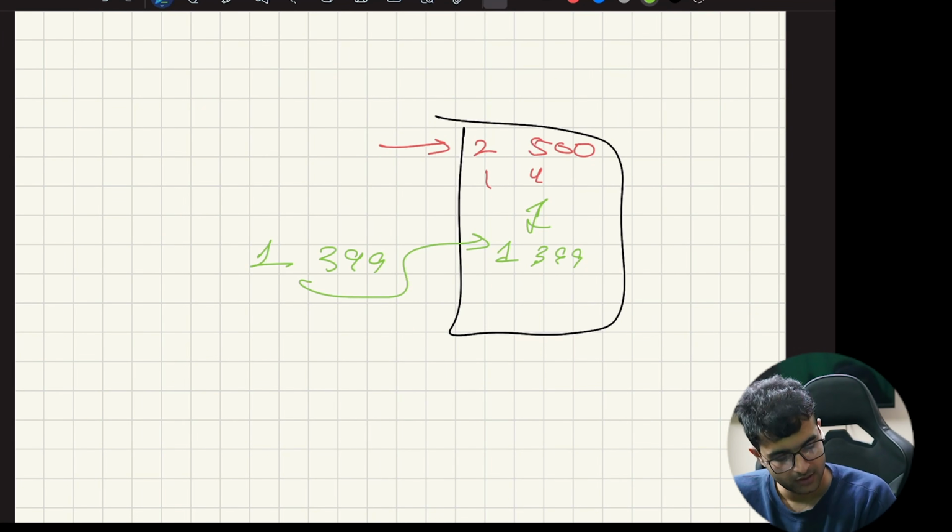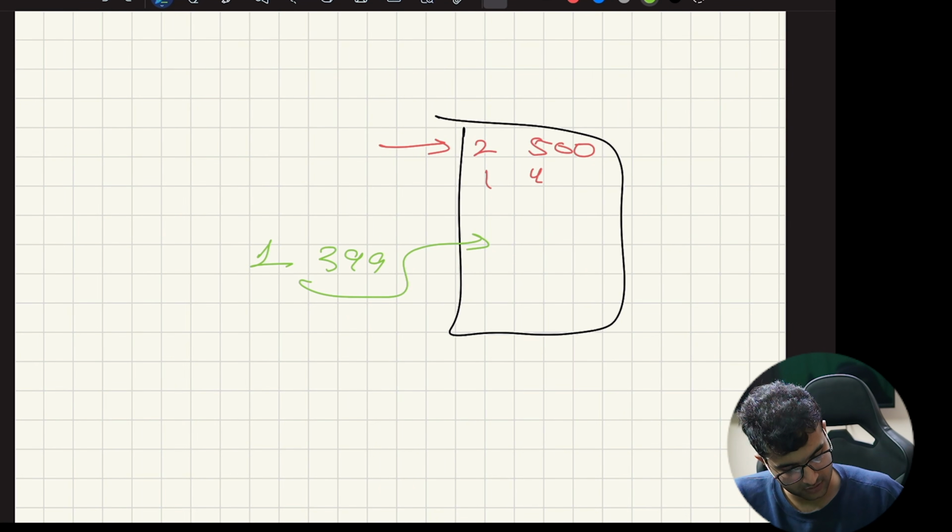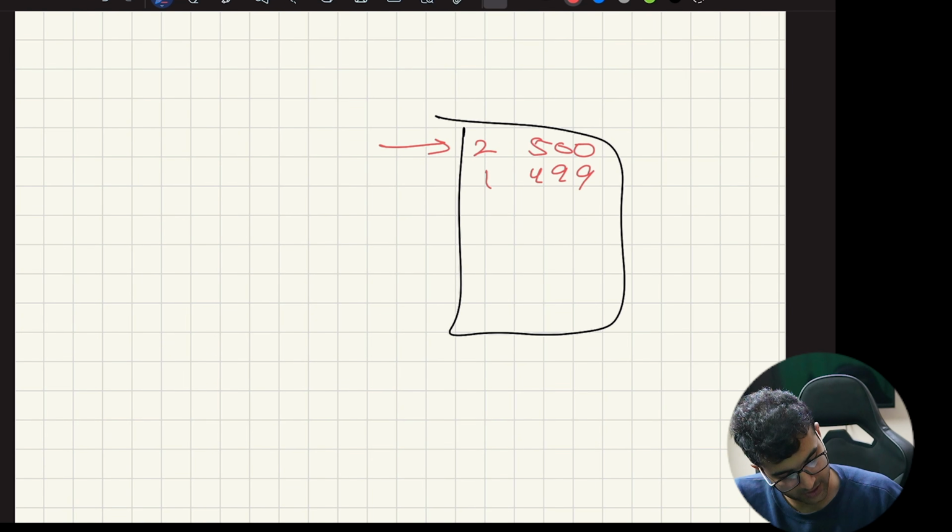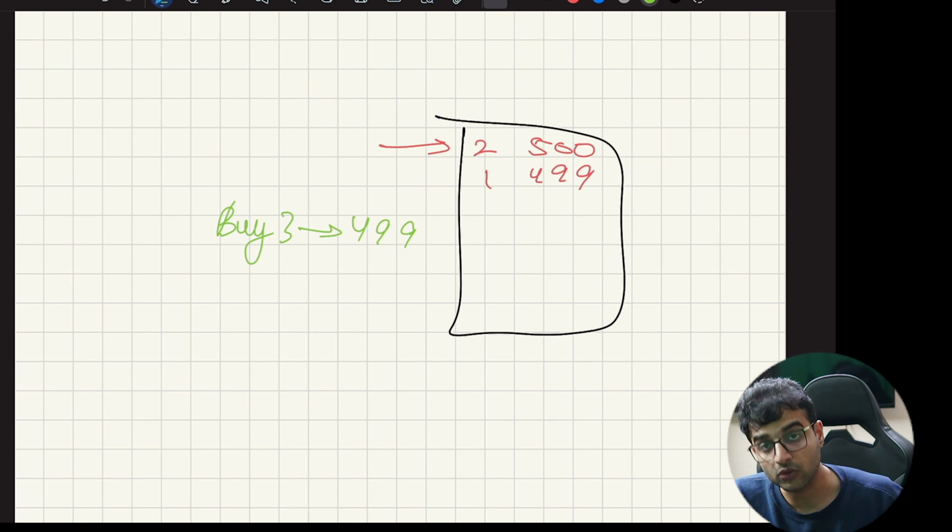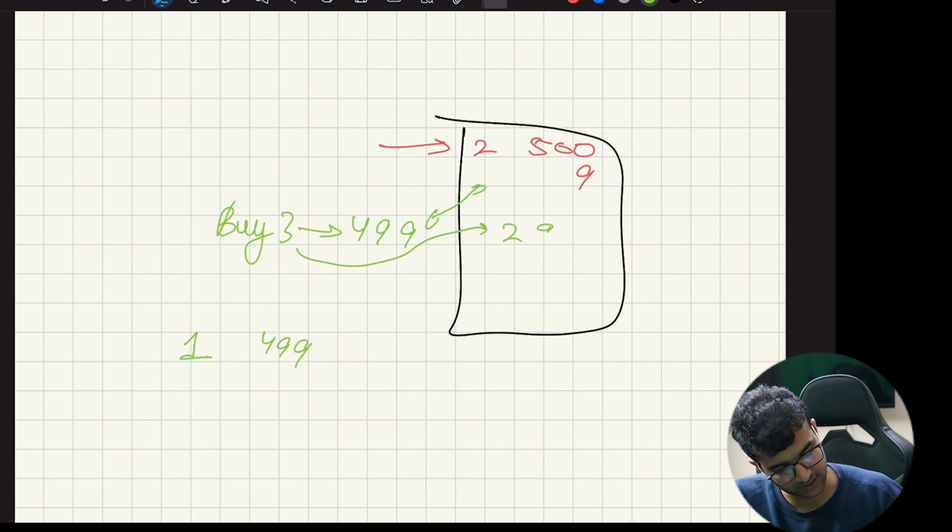For example, if the current order book looks something like this, and I say I'm willing to buy 3 at 499, how much of it will get matched? One order got matched. Harkirat bought one stock for 499. This order went away, and the other 2 orders sit on the order book now. So the order can get partially filled. That's exactly what happens in this case.